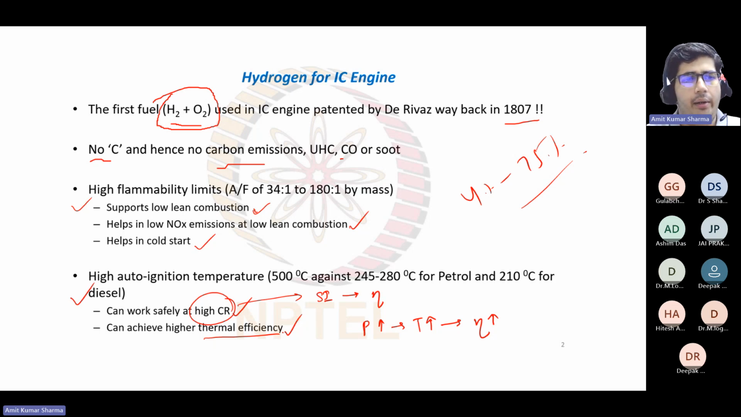It supports lean combustion, helps in low NOx emission at lean combustion, and helps in cold start. So the high flammability limit also has some advantages. High auto-ignition temperature: 500 degrees against 245 to 280 degrees for petrol and 210 degrees for diesel. So it can work safely at a high compression ratio. The benefit of hydrogen in an IC engine is that it can achieve higher thermal efficiency.